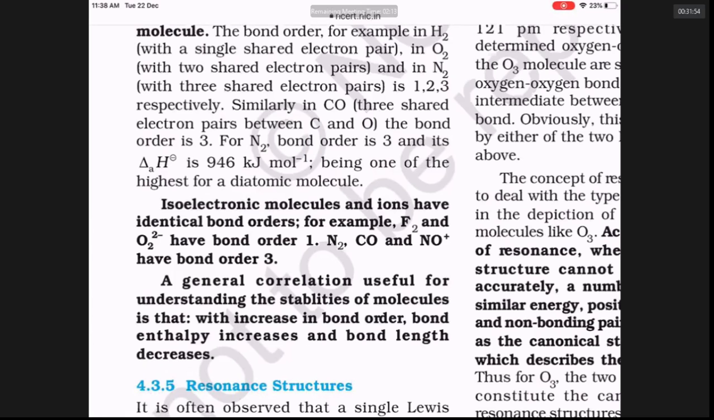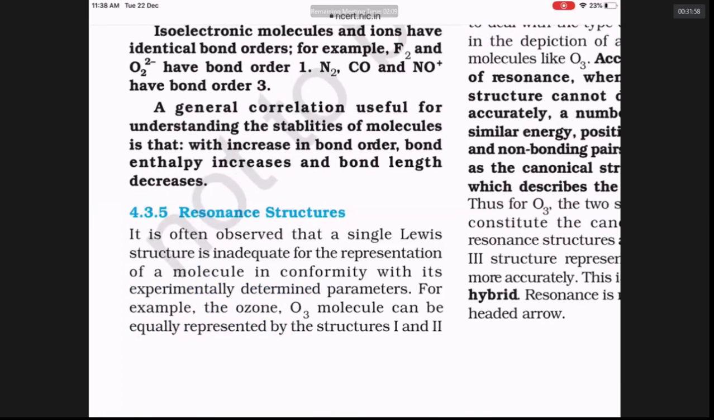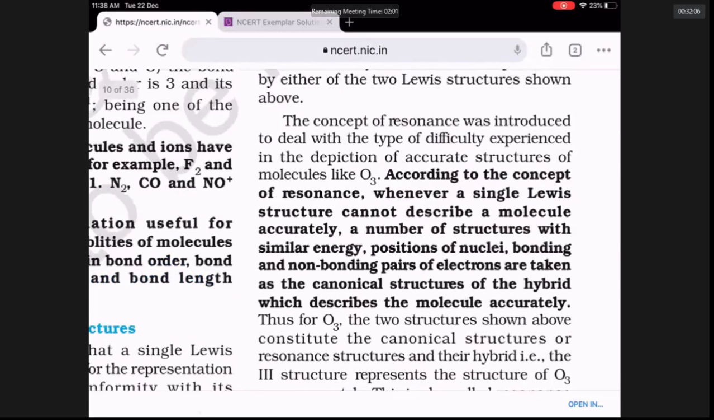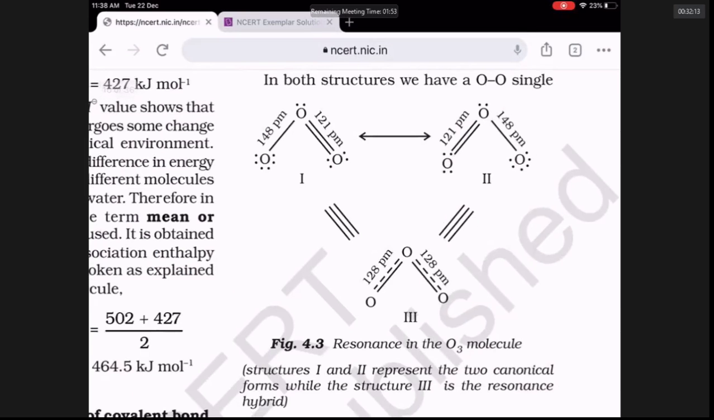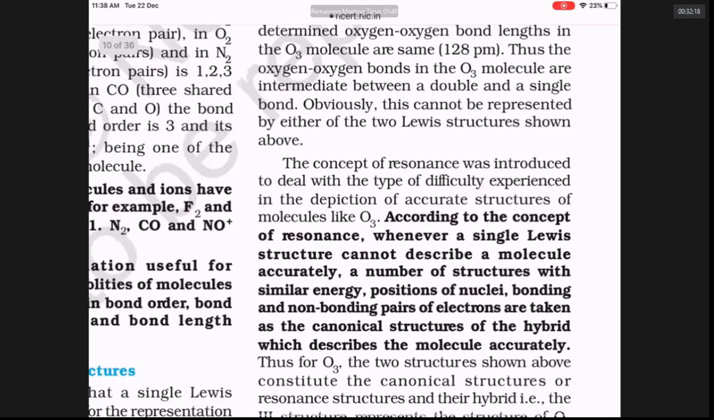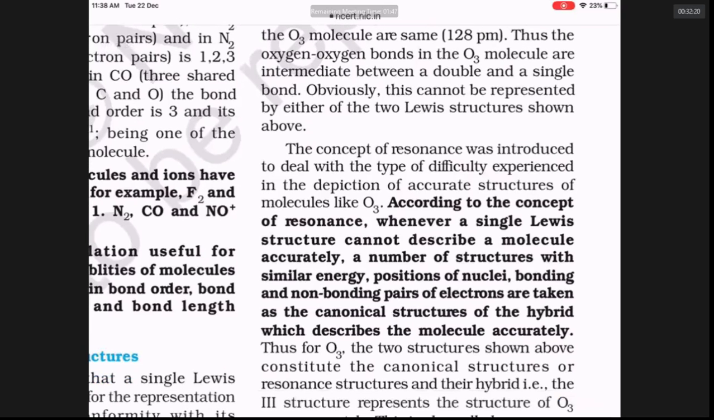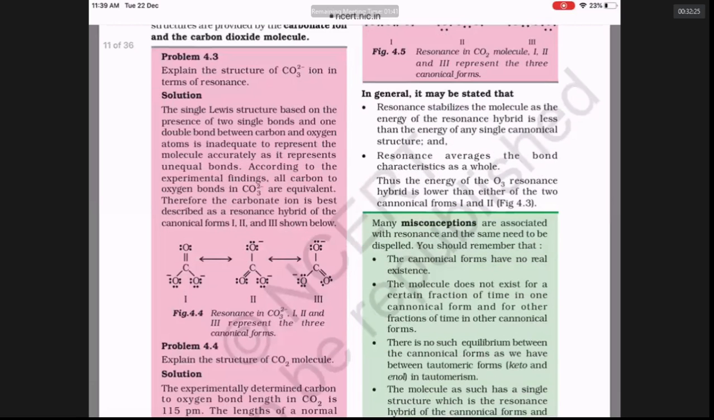If you cannot write one single structure for a given molecule like O3, like carbonate, you write several possible structures, and the real structure is hybrid of all these structures, that is called resonance canonical forms. Look at the O3 possible structures. The real structure of O3 is hybrid of these two. The possibility of resonance will always increase the stability of molecule. The real structure is hybrid of all canonical forms. Look at the carbonate ion structure, which we discussed.